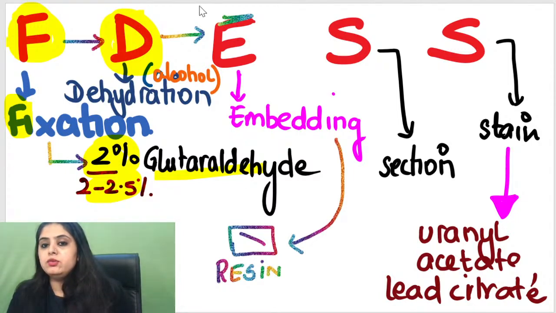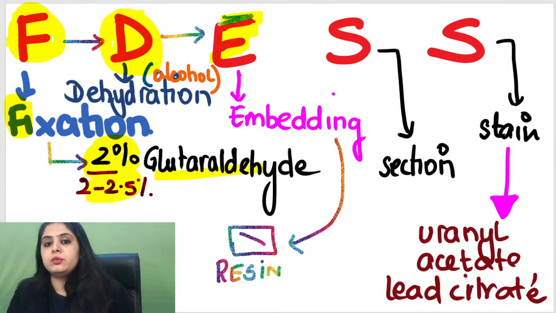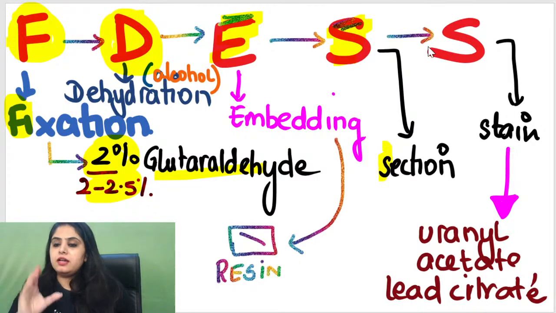After embedding, now you'll say, okay, ma'am, the kidney biopsy is there in this resin. Now let's cut it. Let's section it. Let's cut through it. So the next step becomes sectioning or cutting. And finally, in the end, you say, fine, I've cut through it, I've got the kidney biopsy.